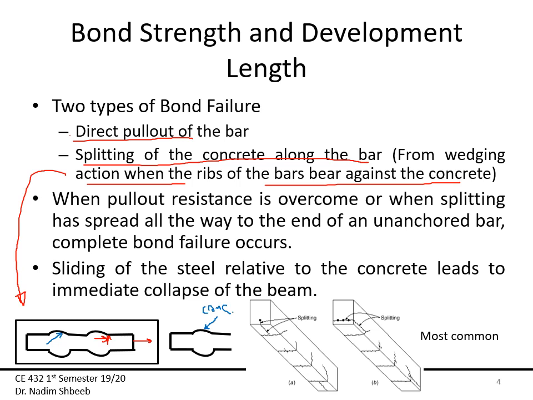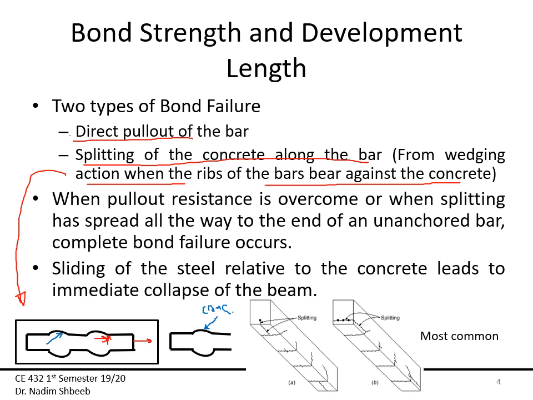This radial part causes what we call a circumferential tensile stress in the surrounding concrete. Since concrete is weak in tension, that will lead to cracks, radial cracks, and they are going to be parallel to the bar along the beam. So that's what happens in splitting. When both the pull-out resistance and the splitting are overcome, we're going to have complete failure of the beam.